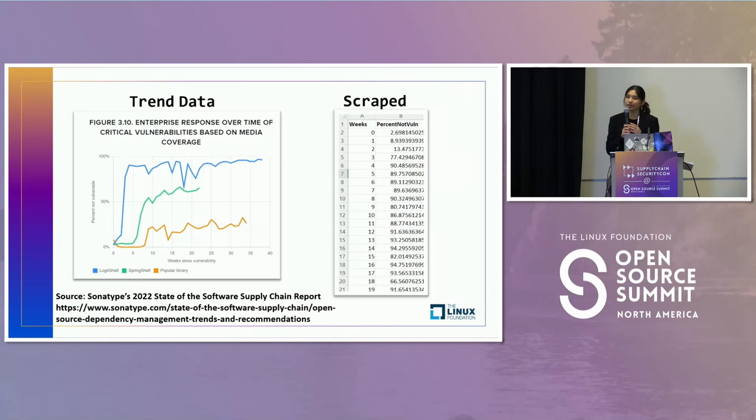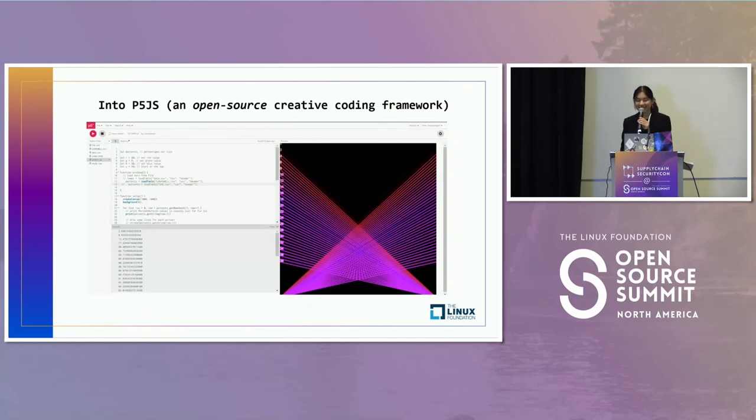I thought this was really interesting to investigate and to bring in a new variable that isn't always touched in the OSS community. So I scraped the data from the page and put it into a beautiful Excel spreadsheet, which we love. I then imported this into P5JS, an open source creative coding framework. This also is one of my first interactions with open source 3 years ago when I first started my degree in computer science.